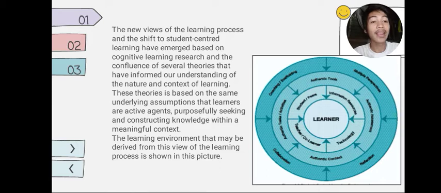The new views of the learning process and the shift to student-centered learning have emerged based on cognitive learning research and the confluence of several theories that have informed our understanding of the nature and context of learning. These theories are based on the same underlying assumptions that learners are active agents, purposely seeking and constructing knowledge within a meaningful context. The learning environment that may be derived from the view of the learning process is shown in the picture.